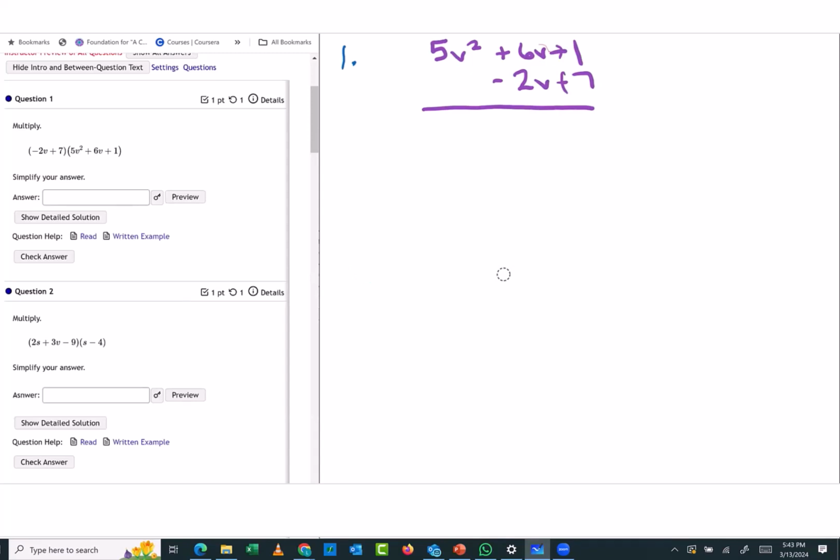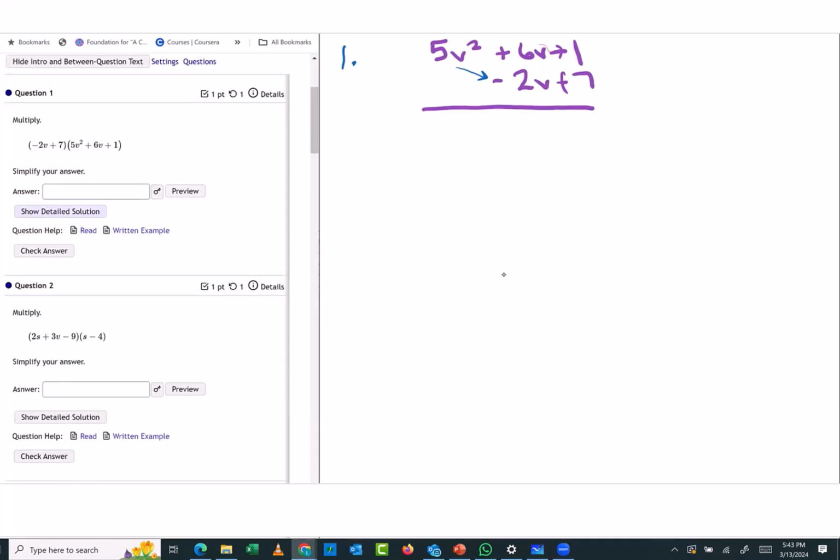All right. First thing I do is multiply the first term times the first term, just like you would probably multiply the first term times the first term over here. This gives me negative 10v to the third. Then I multiply the second term by the first, which gives me minus 12v squared. And then I multiply 1 times negative 2v, which gives me negative 2v. So all I'm doing is basically multiplying every term in the top number times the first term.